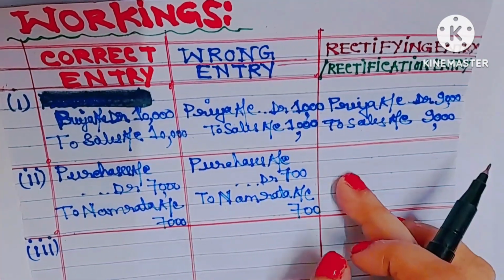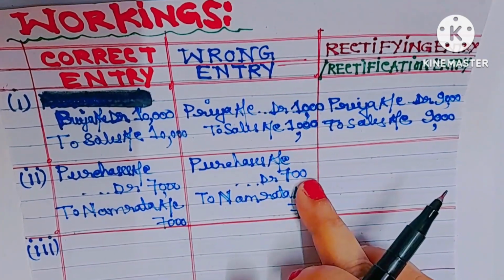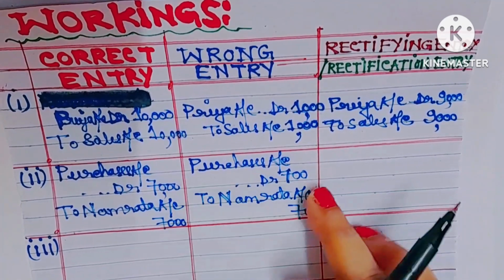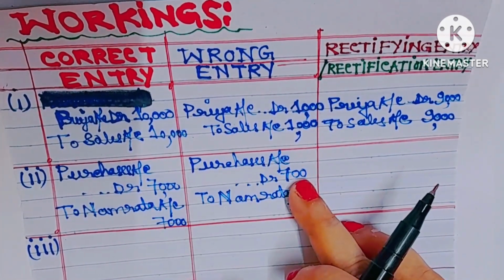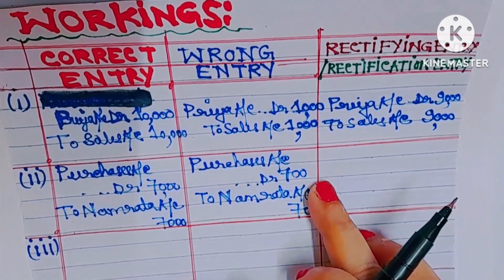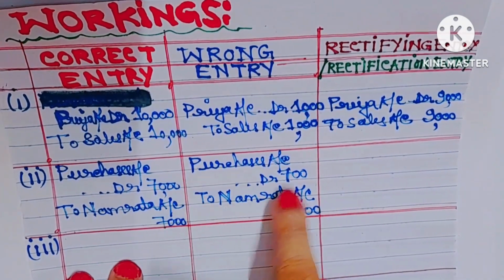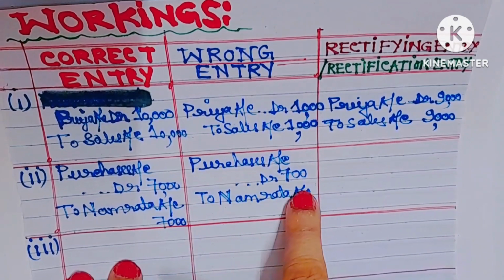So let's rectify. In the wrong entry, purchases account debit rupees 700. And in the correct entry, purchases account debit rupees 7,000. So it should have been recorded as rupees 7,000 and not rupees 700. So 6,300 has been recorded less. How did I get 6,300 less? If you deduct rupees 700 from rupees 7,000, you get rupees 6,300.